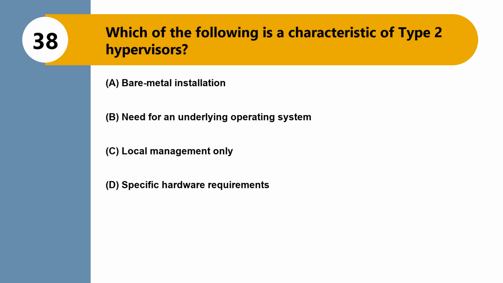Question 38. Which of the following is a characteristic of Type 2 hypervisors? Option A, bare metal installation. Option B, need for an underlying operating system. Option C, local management only. Option D, specific hardware requirements.